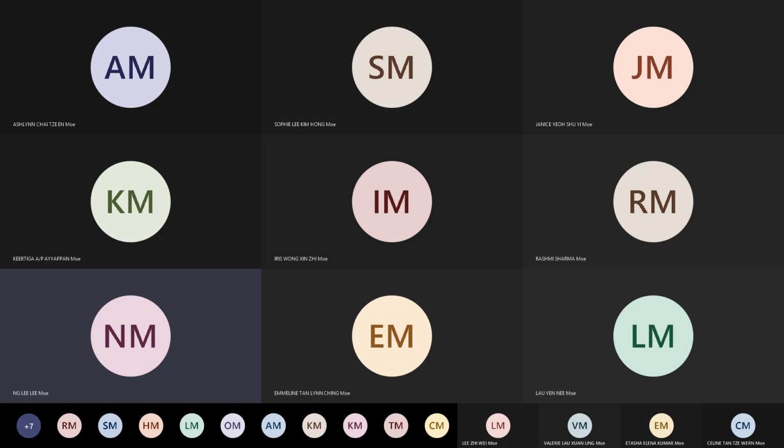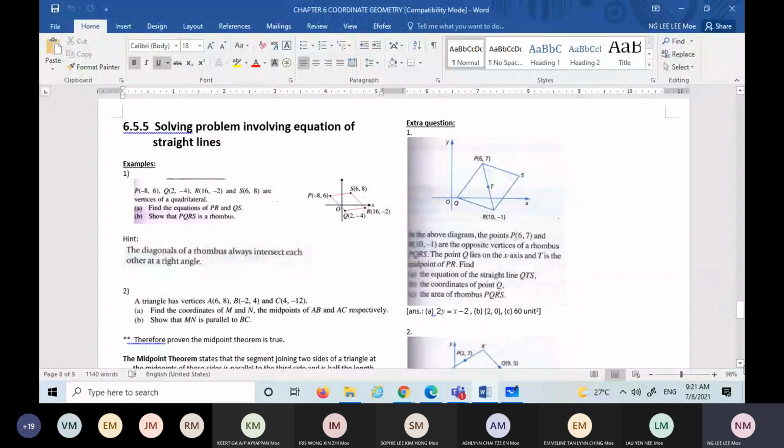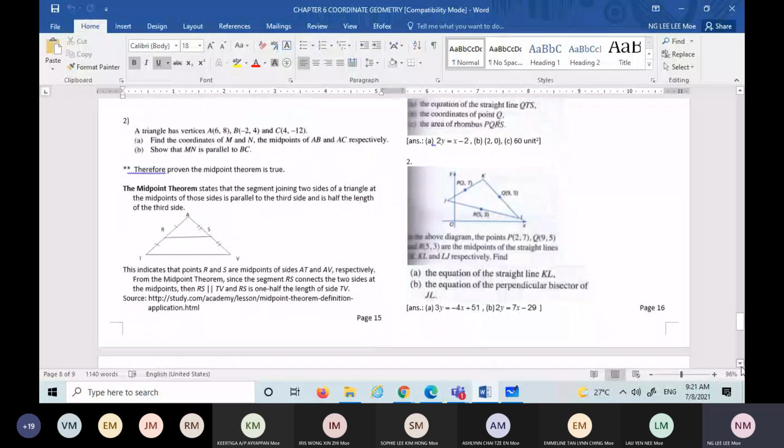What is this midpoint theorem? Now we go back to this. I think you cannot see this because I'm sharing the whiteboard only. Can you see my Word document or not? How, now can see? Come on, the mic. Can. Okay.